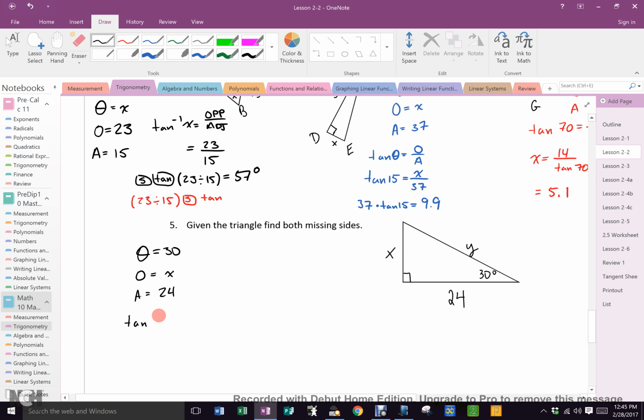Tan of what? Tan 30 equals opposite over adjacent. So what? X over 24, correct? Everyone agree? How am I going to solve that? Numbers on the bottom, so what math is it? Times. So 24 tan 30 will give me X, correct? Everybody do that, and do not clear your calculator. Just do the work.